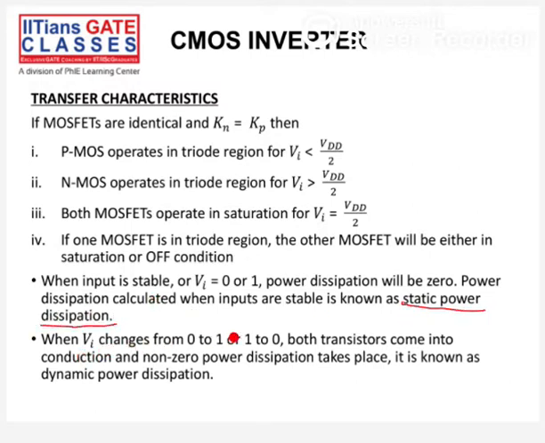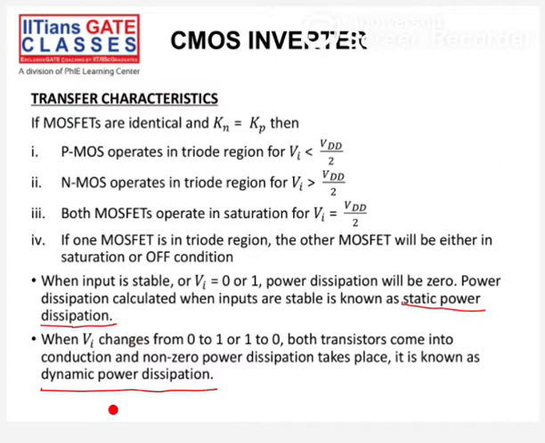When Vi changes from 0 to 1 or 1 to 0, both transistors come into conduction and non-zero power dissipation takes place. That power dissipation is known as dynamic power dissipation, because there is a transition from 0 to 1 or 1 to 0. These are the two types of power dissipation here. So I think we understood the concept of power dissipation, dynamic or static.